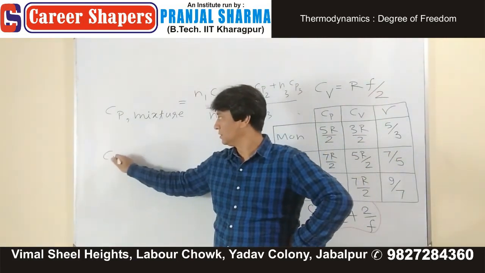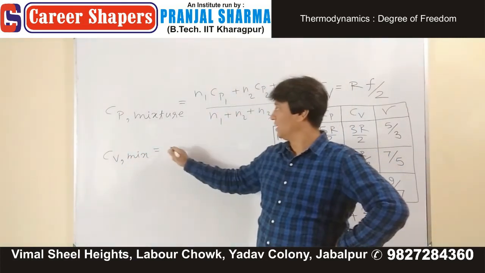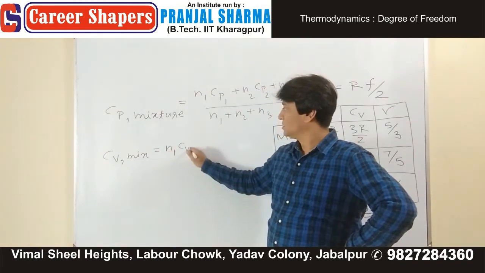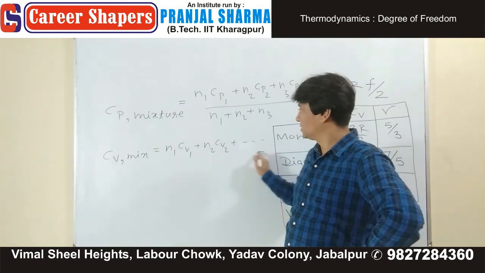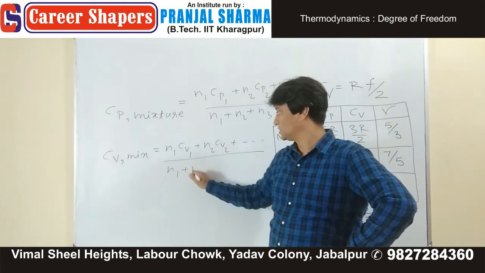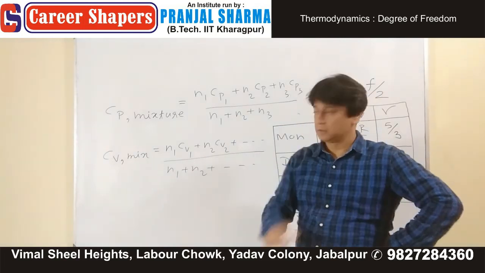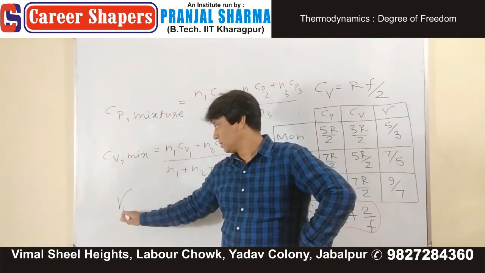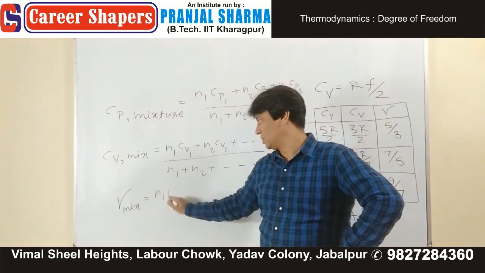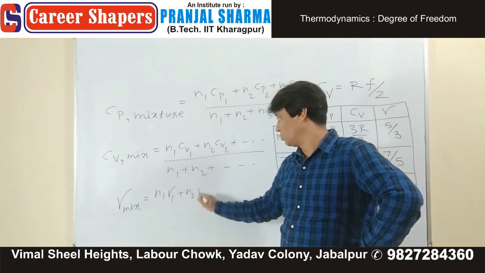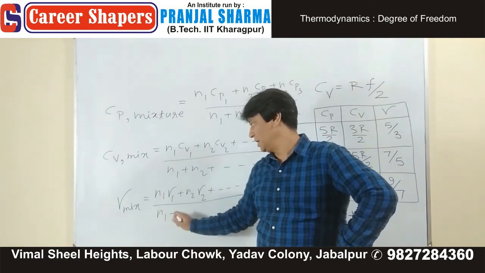CV of a mixture, same profile: N1 CV1 plus N2 CV2 plus all divided by N1 plus N2 plus. Gamma of the mixture is N1 gamma 1 plus N2 gamma 2 plus whole divided by N1 plus N2.